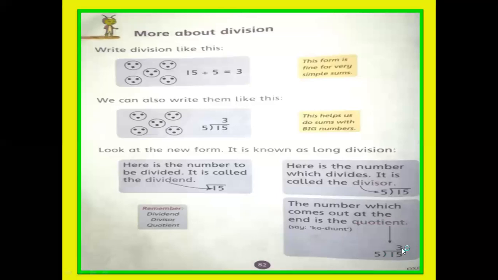Okay. So look at this one. 15 divided by 5. What is the answer? 3. So 15 is called the dividend, 5 is called the divisor, and 3 is called the quotient. So here, what do you remember? Dividend, divisor, quotient. Dividend is the biggest number of these three. When you do this, we use three numbers. One is the dividend, the second is the divisor. These two numbers are given. And when you solve the problem, you find a third one, and that is called the quotient. Our answer is called the quotient. So remember this one.